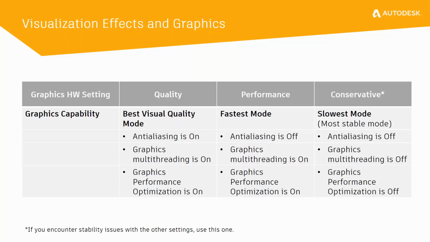If you're going conservative, then you're effectively switching all of that off, in which case you're running the graphics mode in its most stable form, and if you're encountering stability issues, then I would definitely recommend that you use this mode over the other two options. But if you're working with large assemblies and you're not having stability issues, then likely the best option for you to choose is the performance option, which is going to turn anti-aliasing off, graphics multi-threading on, and graphics performance optimization on. So it's a balance between giving you good quality but also giving you performance with large assemblies.